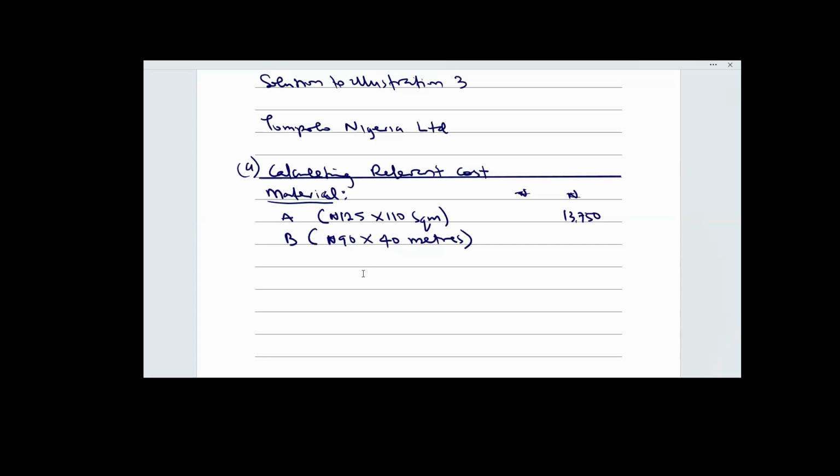All right. So 90 multiplied by 40 liters. What do we have there? 3,600. Okay.